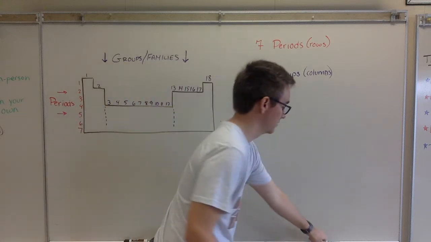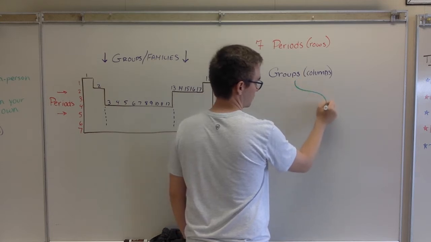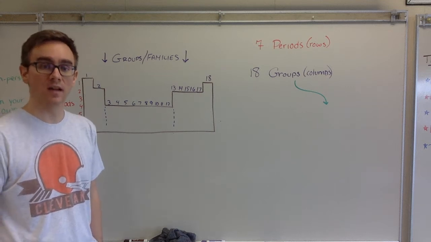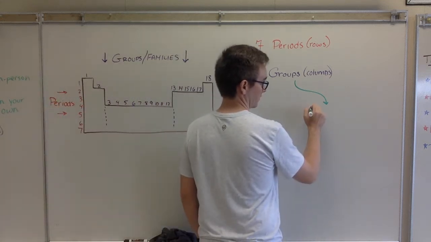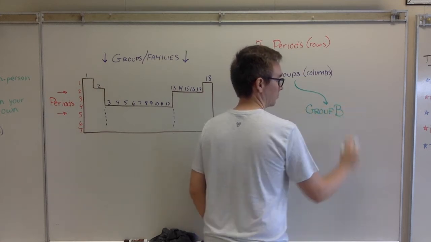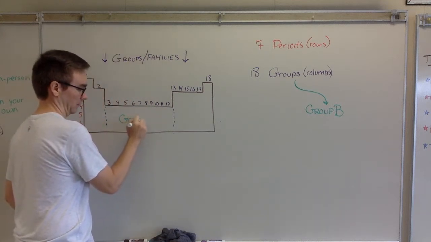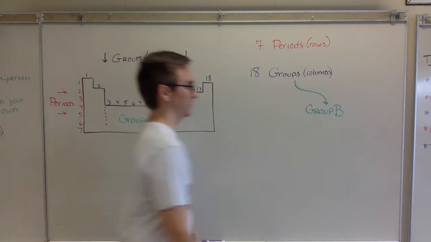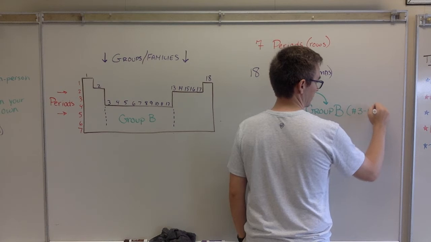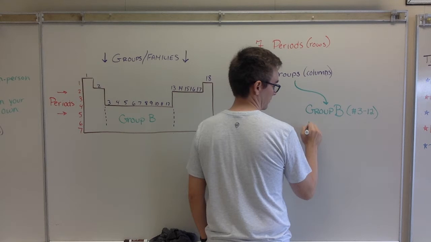This valley part, I'm actually going to do the valley part first. Out of those 18 groups, there is a section of them that are called Group B elements. Group B, that's these ones right here. Those are numbers 3 through 12. They are also known as the transition metals.